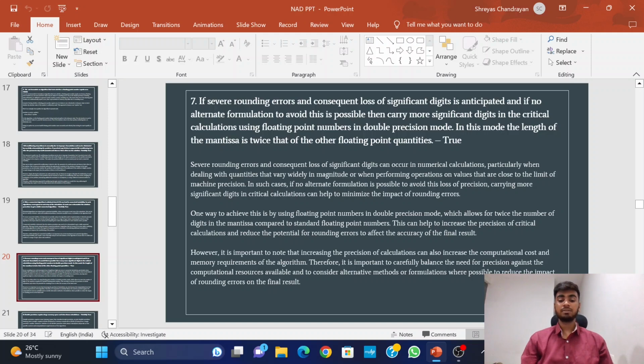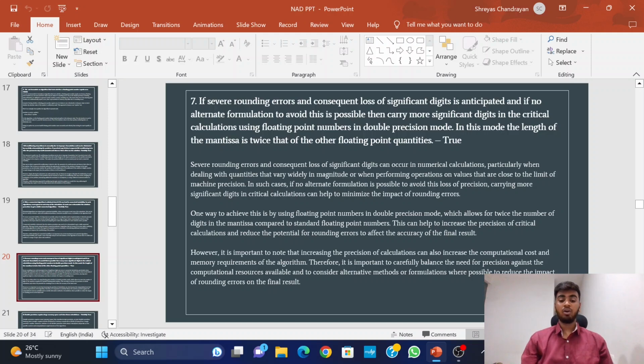One way to achieve this is by using floating point numbers in double precision mode, which allows for twice the number of digits in the mantissa compared to a standard floating point number. This can help to increase the precision of critical calculations and reduce the potential for rounding errors to affect the accuracy of the final result.